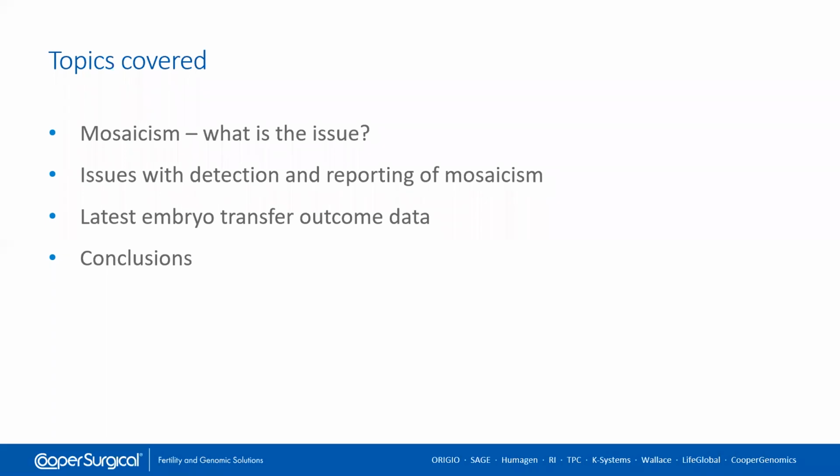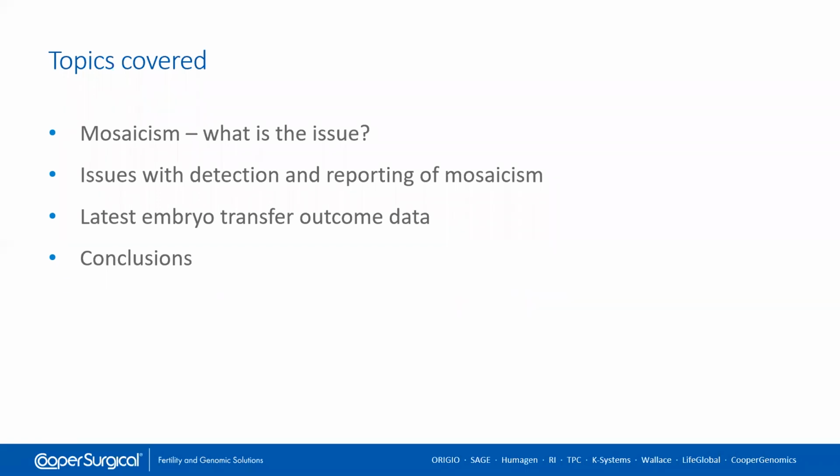What we'll be covering today is what is the issue with mosaicism, or what is the perception of the issue with mosaicism. And of course, one of the big questions which keeps being raised in the community is, how do you detect mosaicism? How accurate is the detection of mosaicism? Even if you detect mosaicism, how should it be reported? And should you have it reported?